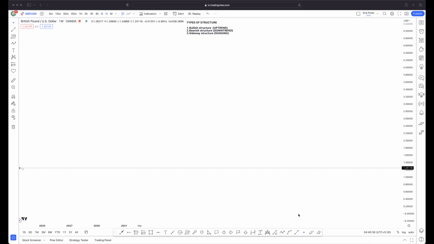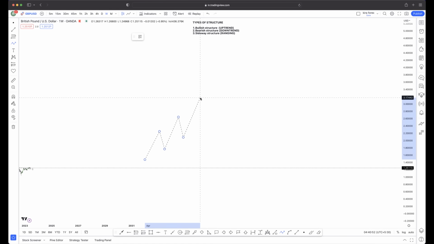Let's go straight to what a bullish structure or an uptrend market is. In an uptrend market, we have the formation of a series of higher highs and higher lows: higher high, higher low, higher high, higher low, and another higher high. So this is an uptrend market.